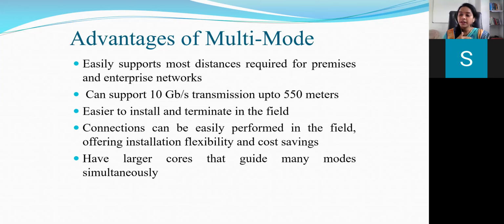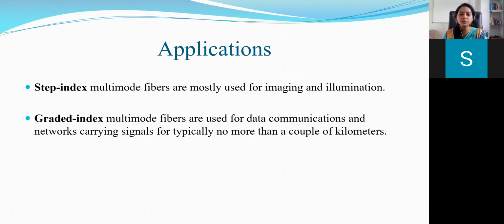One more layer that is on your core, it is called as cladding. Okay. Now what are the applications? Step index multimode fibers are mostly used for imaging and illumination. And graded index multimode fibers are used for data communication and networks carrying signals for typically not more than a couple of kilometers.